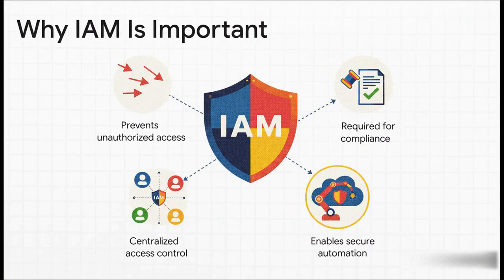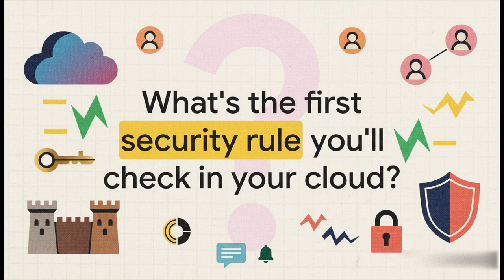So, why do we care so much about all this? Well, because IAM isn't just some technical feature. It is the foundation of your security in AWS. Getting it right is how you stop unauthorized access, how you centralize all your access control, and how you build secure automation. It's everything. All right, as we wrap this up, I want to leave you with a challenge. Thinking about everything we just talked about, what's the first security rule you're going to check in your own cloud kingdom? What's one small change you can make today to make that fortress just a little bit stronger?